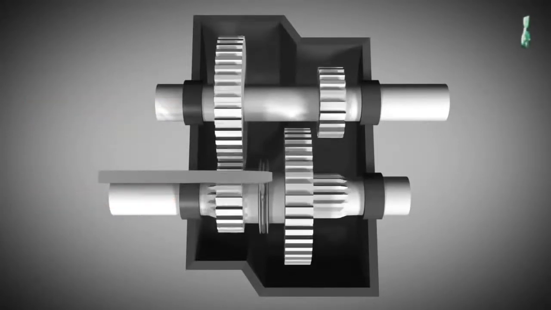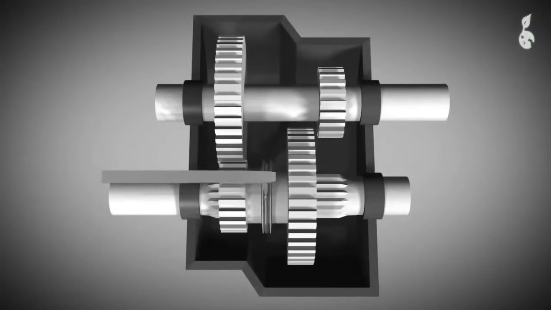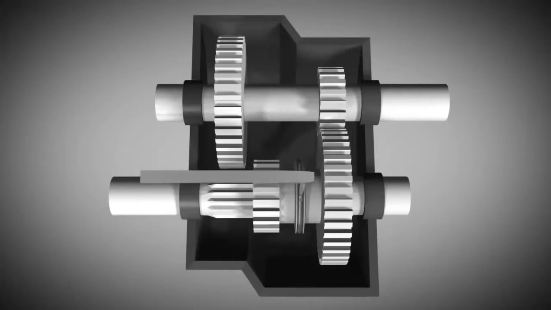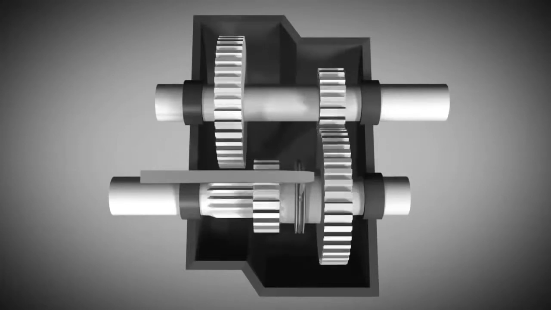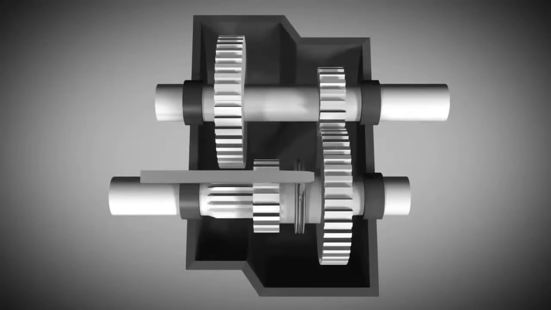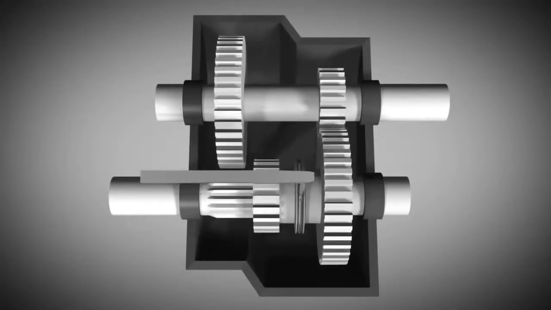Shifting from first to second gear in this transmission is only possible when the engine stops. Then, shifting of gears is possible. In second gear, the input speed is increased because the gear ratio is 0.5.